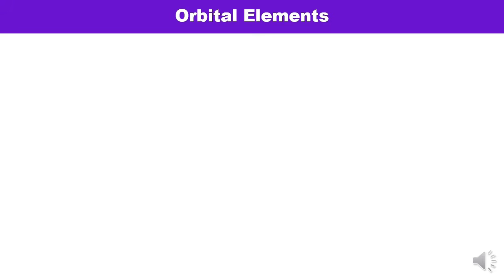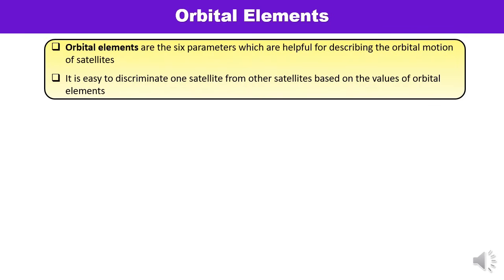For satellite communication, an almost endless number of combinations of orbital parameters are available for satellite orbits. But orbital elements are defined. It is a set of 6 parameters which are helpful for describing the orbital motion of satellites. These 6 parameters are required.